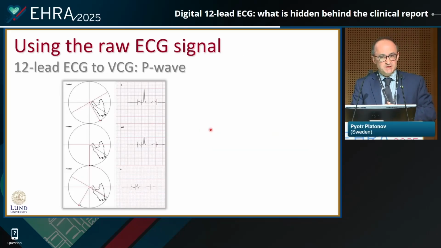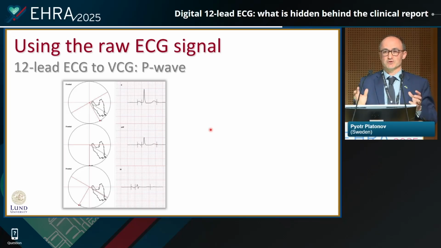Going to the raw ECG signal processing, because it's also possible, if you export the curves, the raw signal, then you can do whatever you want with them. This is an example of what it would look like if we plot the vector cardiographic loops based on the surface ECG. These are the P waves, and if you see here, this is how P waves are plotted in the frontal plane.